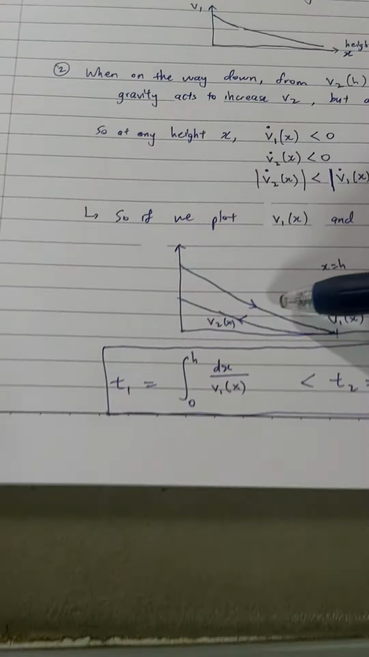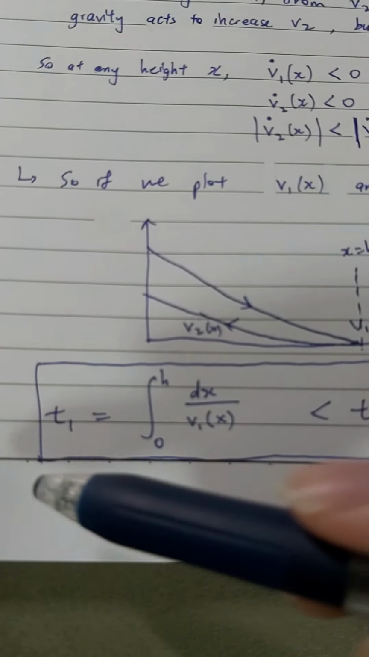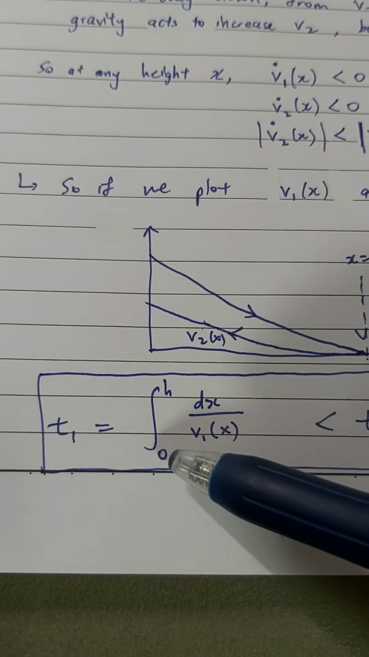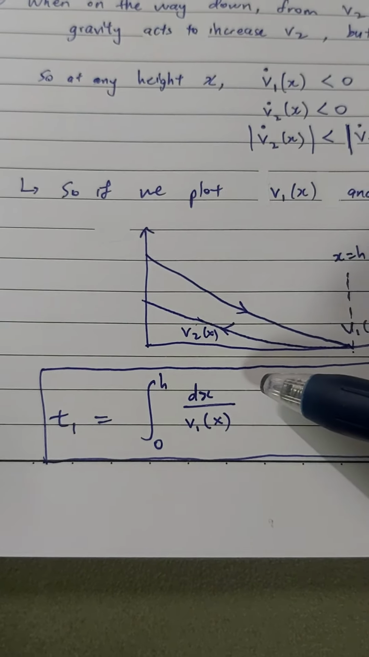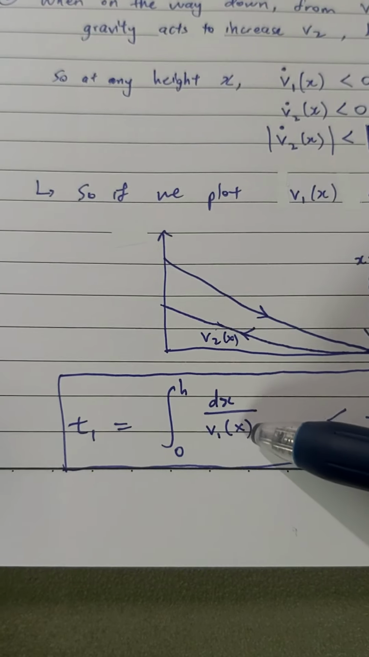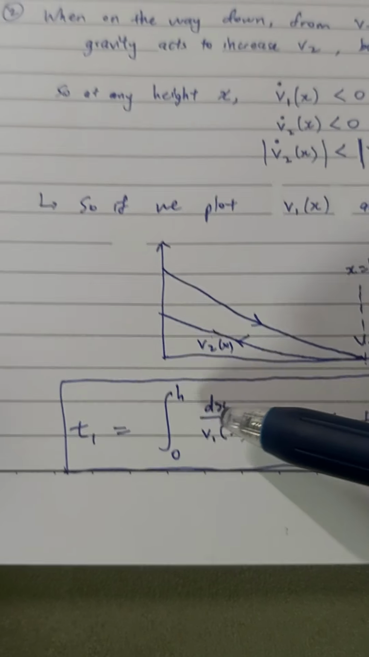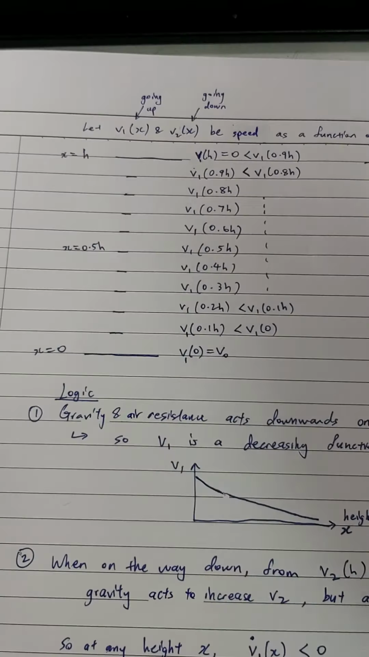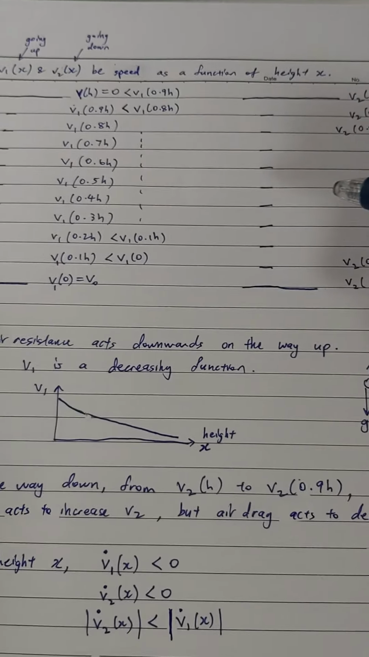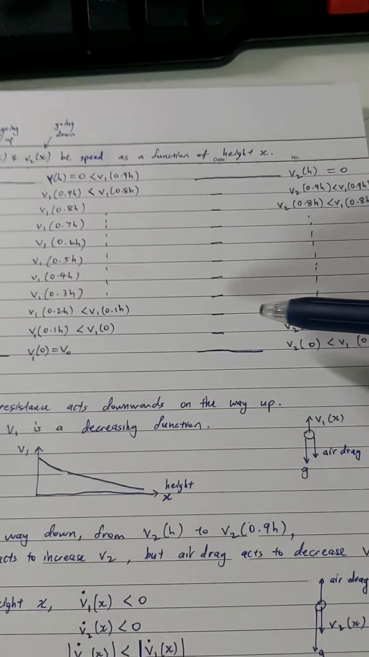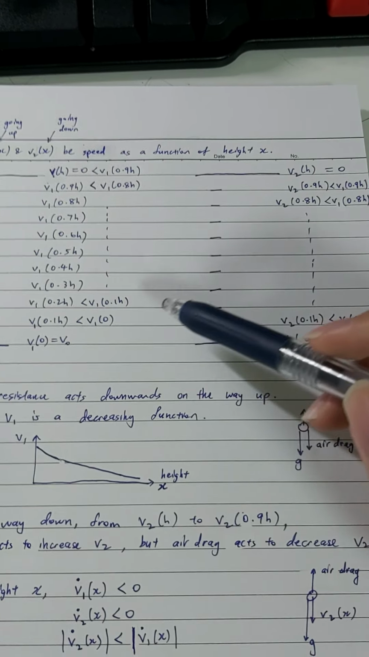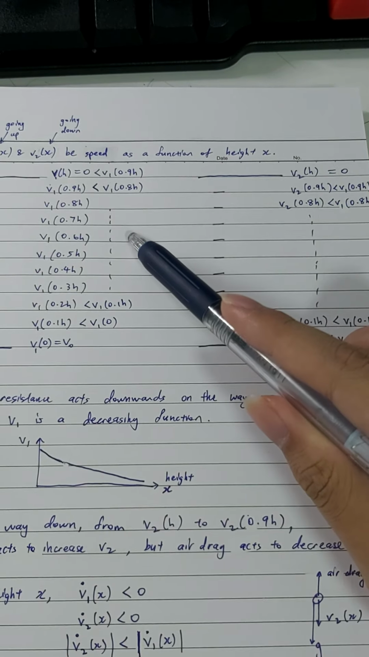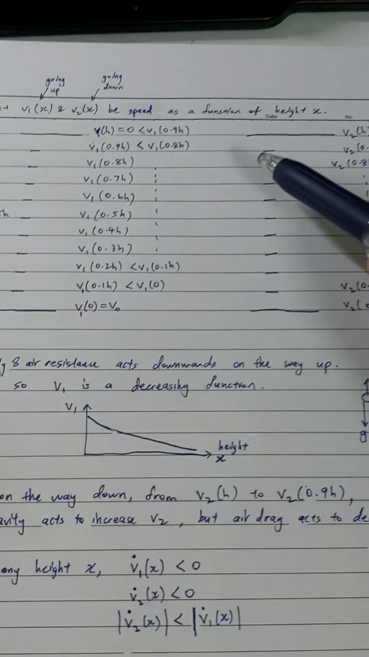So expressed in integral, the time taken to traverse, t1, the entire journey, is equal to the integral from 0 to height h of a small distance divided by the velocity at that distance. What is important to compare here is that v2 as a function of height is always smaller than v1. And why is that so?